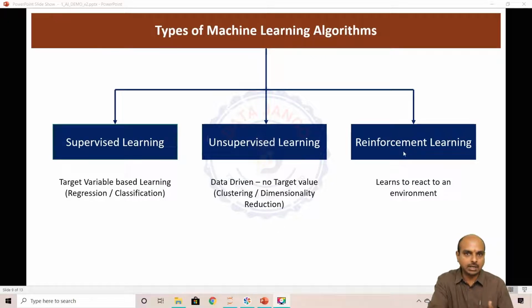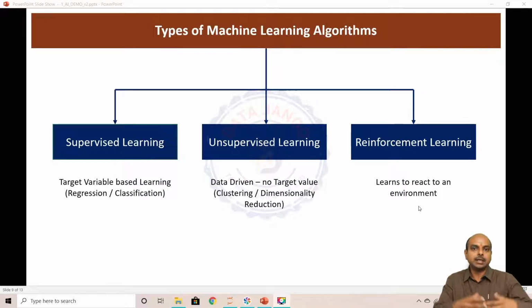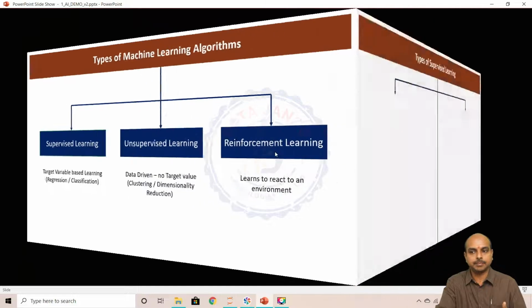There is another advanced concept called reinforcement learning, where it tries to learn on its own. When you feed n number of records or examples, it will try to understand on its own and react. We will cover reinforcement learning in an advanced course in our AI learning. But when you are talking about supervised learning, machine learning and deep learning come under supervised learning. So let us try to understand types of supervised learning.